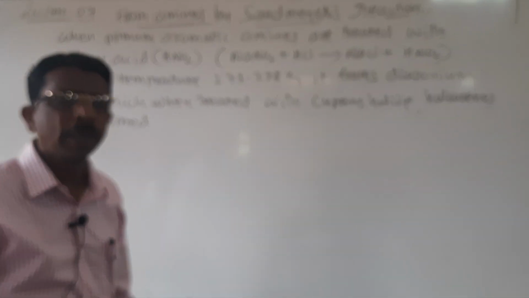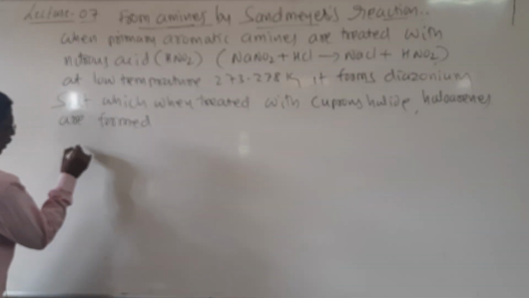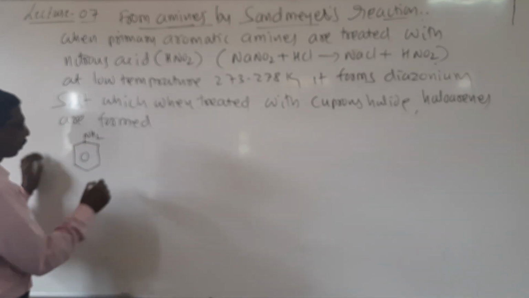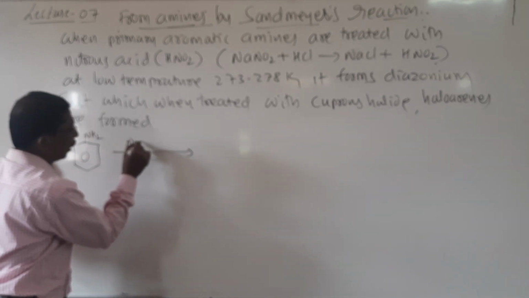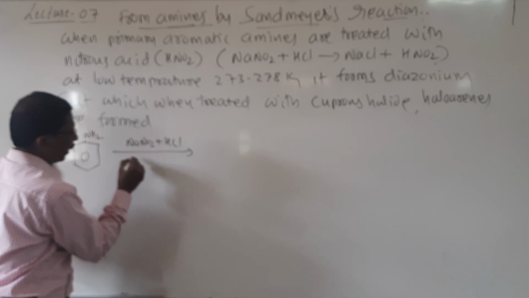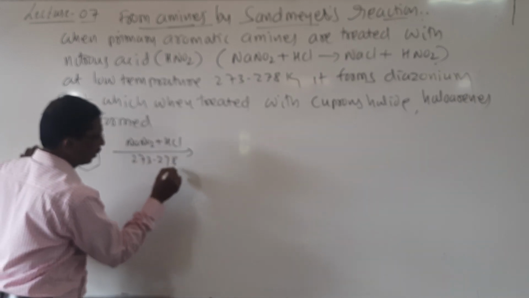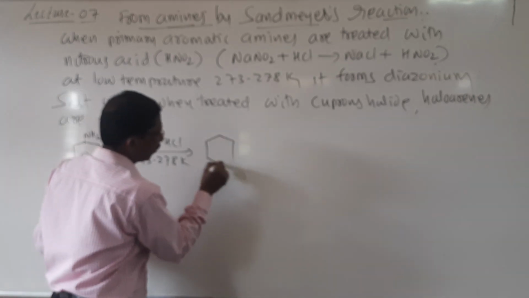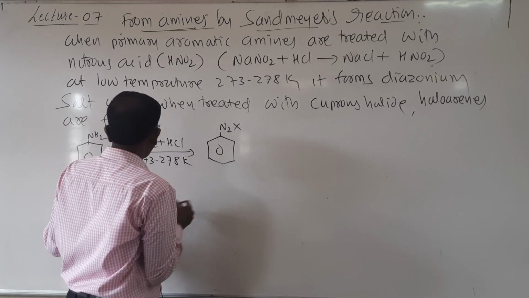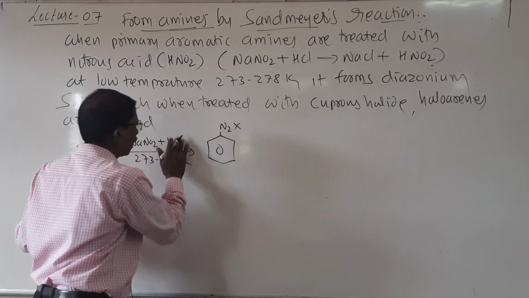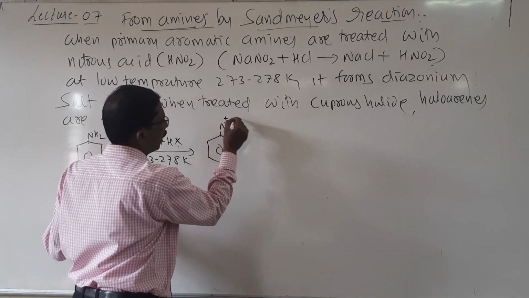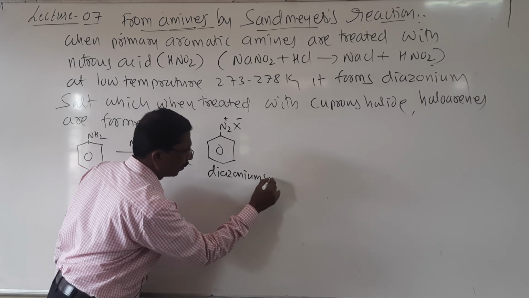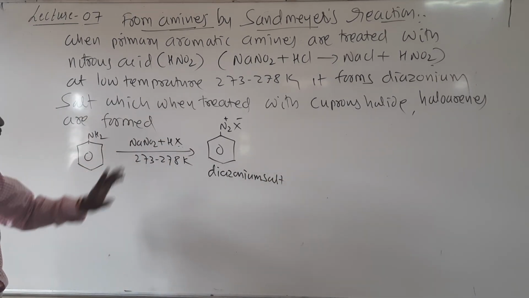Look here students, it carries 3 marks. I will write here. First, primary aromatic amines, NH2. When this primary aromatic amine is treated with NaNO2 plus HCl at 273 to 278 Kelvin, at low temperature, it forms benzene diazonium chloride, that is the diazonium salt. So here I will write HX, and here it forms diazonium salt.